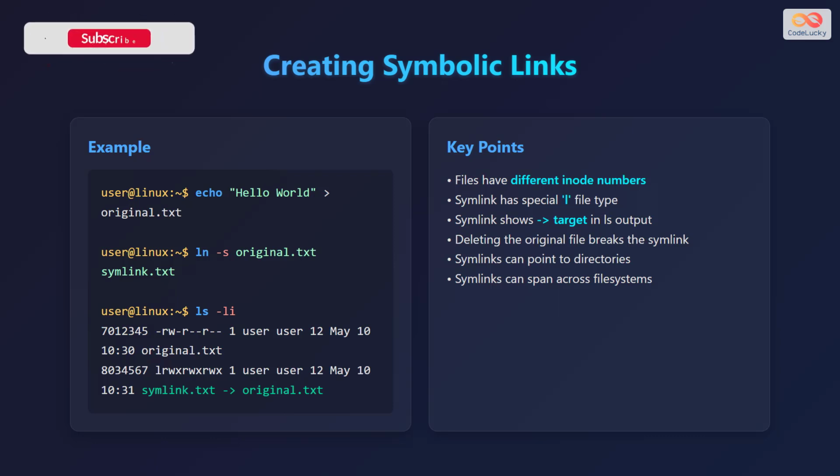Key points about symbolic links. Files have different inode numbers. The symbolic link has a special l file type. The symbolic link shows a pointer to the target in the ls output. Deleting the original file breaks the symbolic link. Symbolic links can point to directories and can span across file systems.